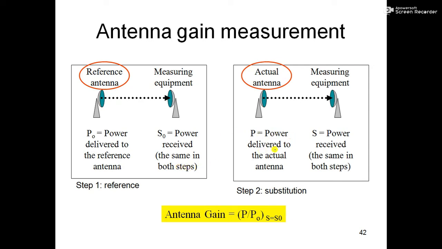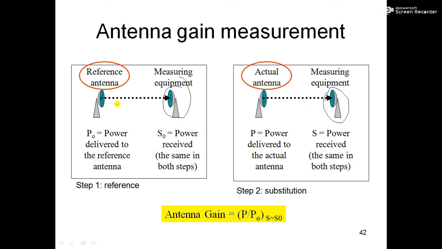P is the power delivered to the actual antenna and S is the power received. So here it is said that we have the same measuring equipment. First of all, we use this reference antenna to give power, and then we give the actual power.